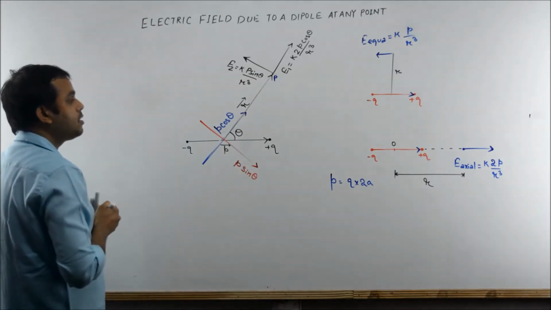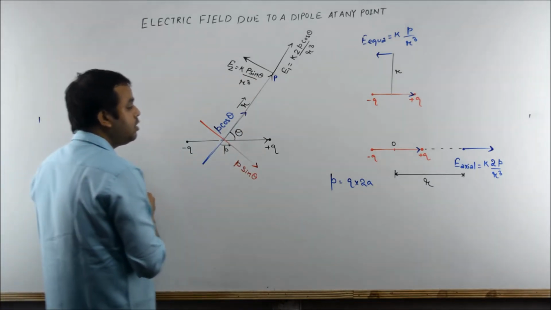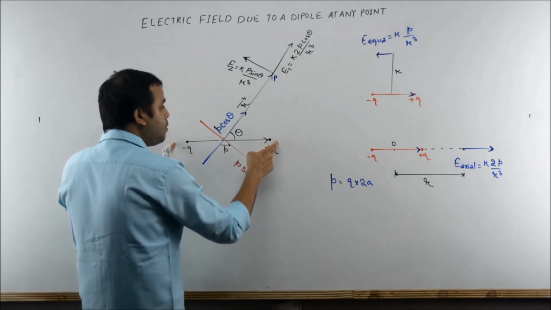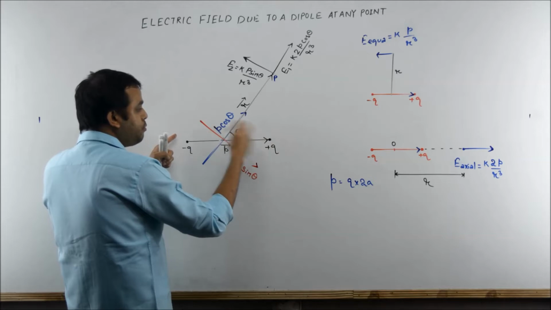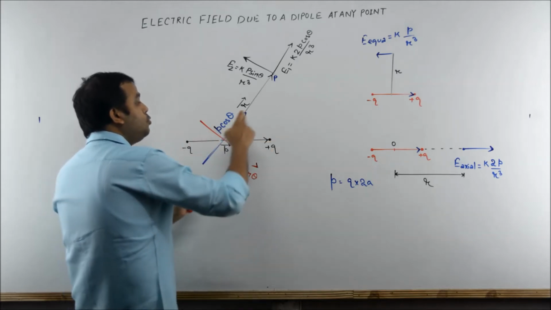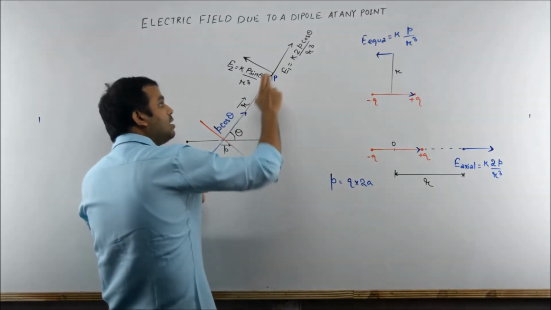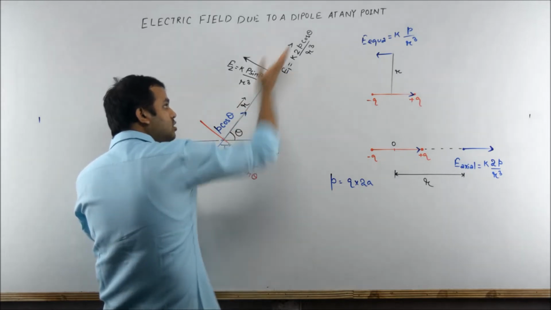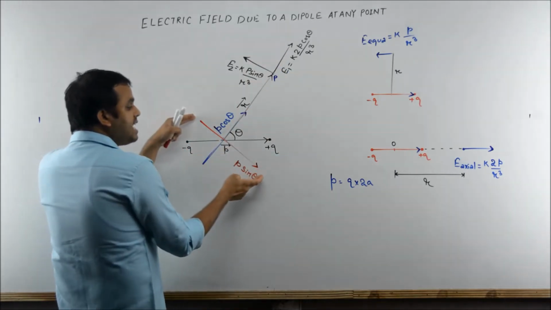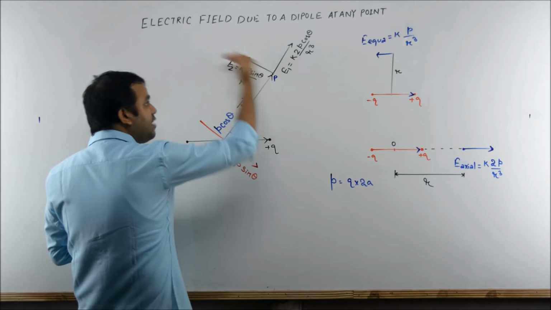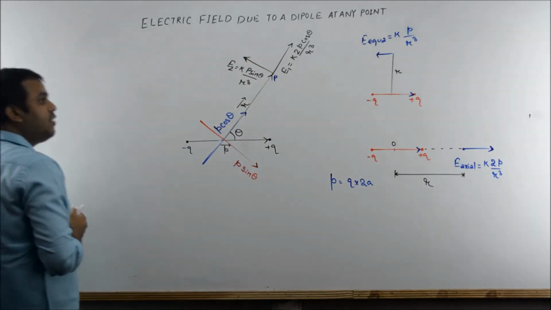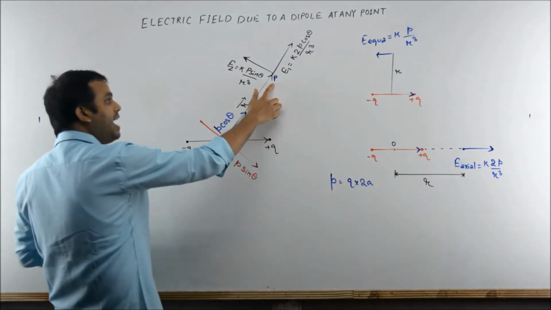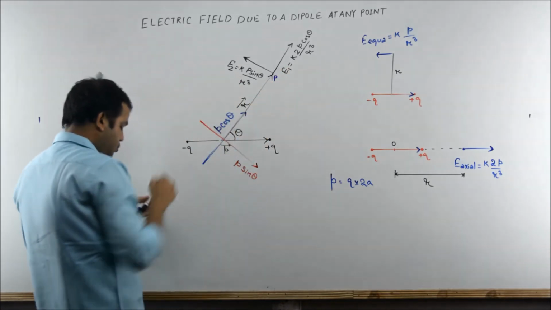Clear, students? So what we have done so far, we have broken the P vector into two components, P cos theta and P sin theta. Now we don't have the P vector. Due to this P cos theta at point P, the electric field is E1 along this direction, and due to this P sin theta, the electric field E2 is along this direction. Now we need to find the resultant electric field at point P, that means the resultant of E1 and E2.